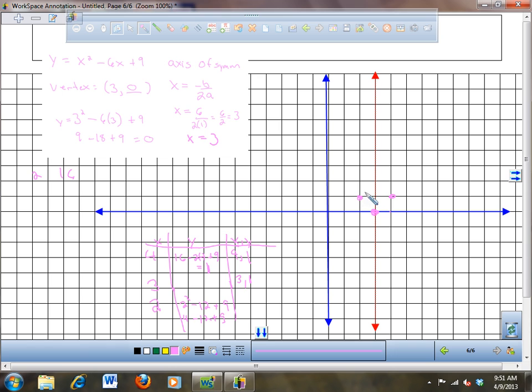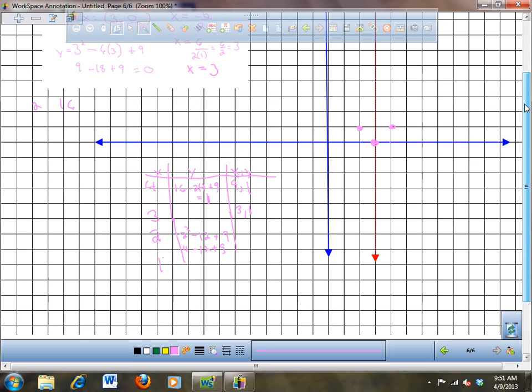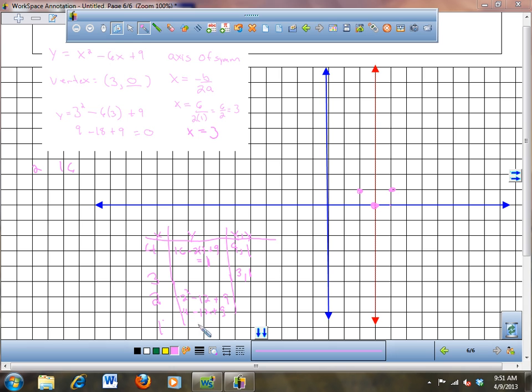Oh! I see what I did. I already did that point. That's this point. I'm sorry. I want to get this point by plugging in 1. So if I plug in 1 in here, I get 1 minus 6 plus 9, which gives you negative 5 plus 9 is 4, I believe. So I have another point, 1, comma 4. So 1, 2, 3, 4. So there's another point, and because of symmetry, I also have a point 5, comma 4.